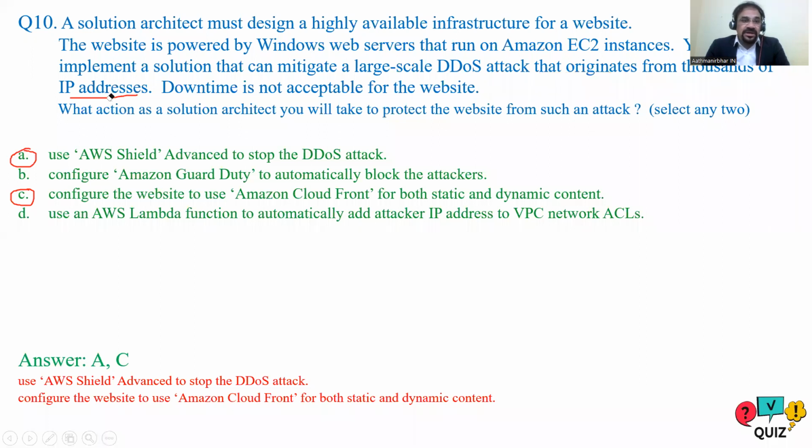So that is, use AWS Shield Advanced to stop DDoS attacks and configure the website to use Amazon CloudFront for both static and dynamic content. With this, we have reached the end of today's quiz.